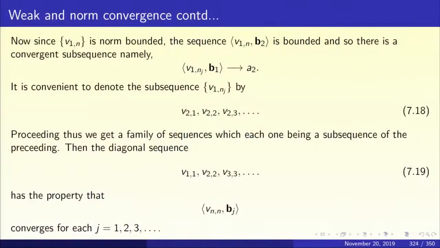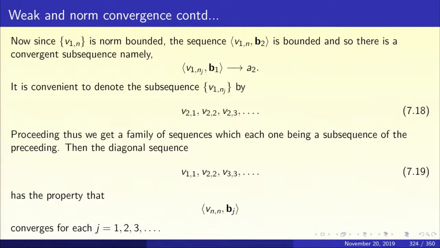The sequence of inner products of V1,nj with B2 is bounded. And so there is a subsequence converging, because it is a bounded sequence of complex numbers, and that will converge to A2. The original sequence was V11, V12, V13. We take the inner product of all of them with B2. That is a bounded sequence, so extract a convergent subsequence.